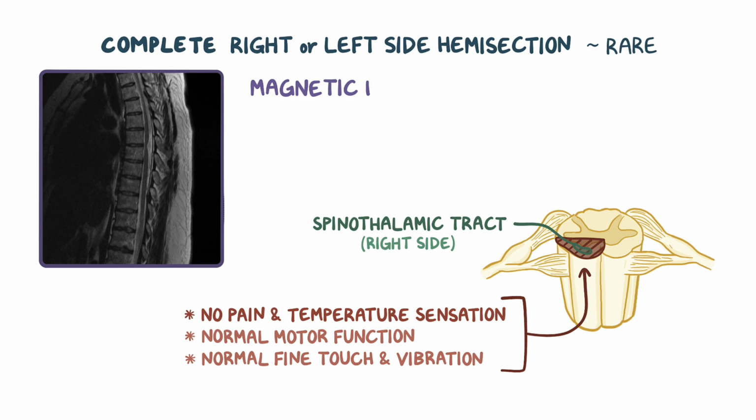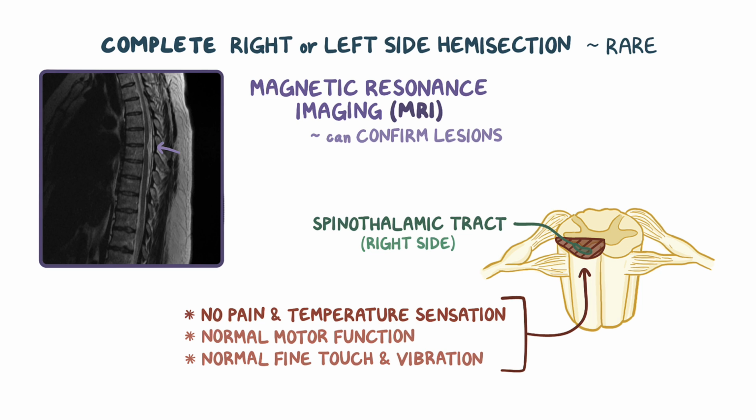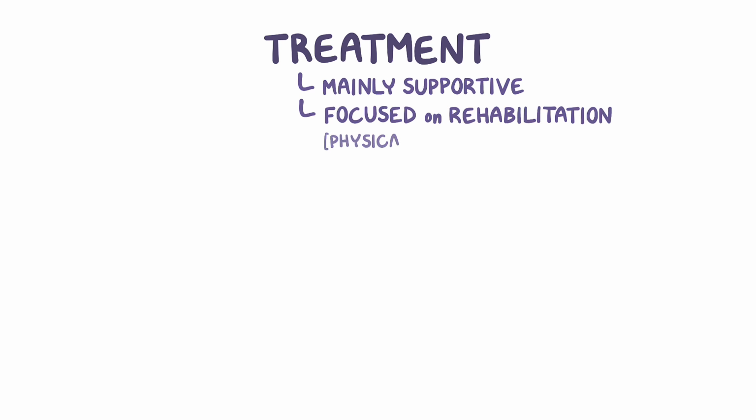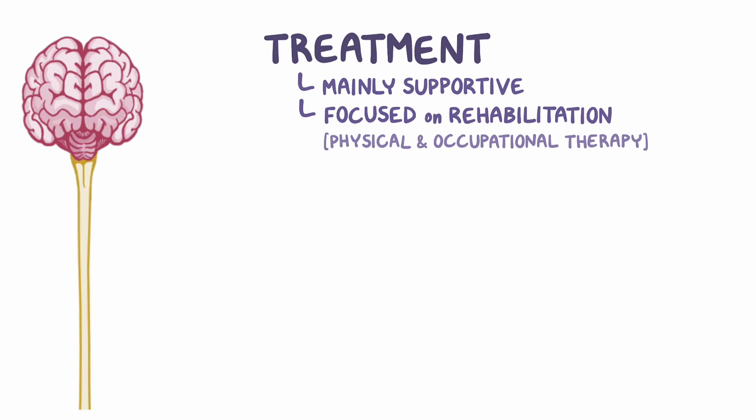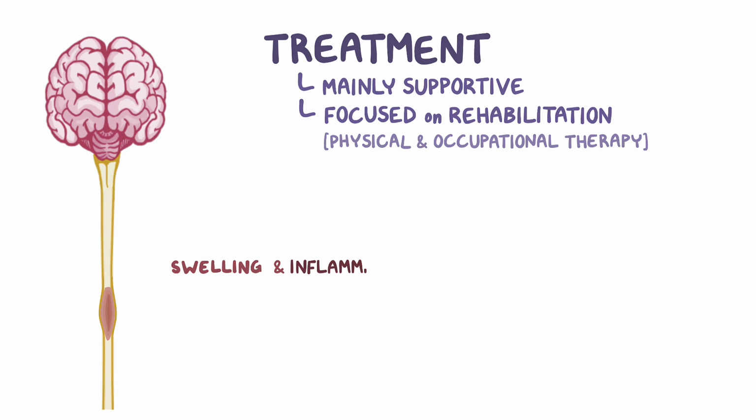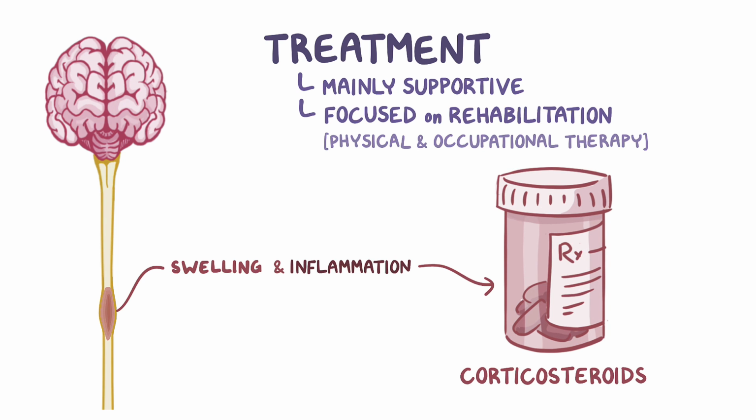Finally, magnetic resonance imaging, or an MRI, can be used to confirm any lesion on or within the spinal cord. The treatment for Brown-Séquard syndrome is mainly supportive and focused on rehabilitation with physical and occupational therapy. Typically, cord swelling and inflammation can be managed with corticosteroids.